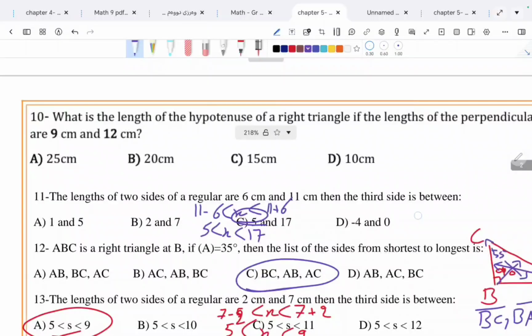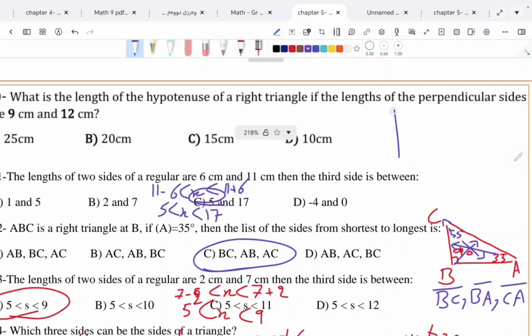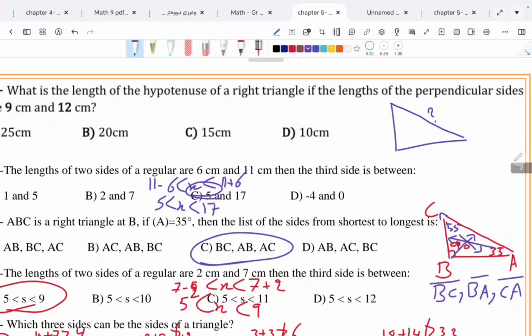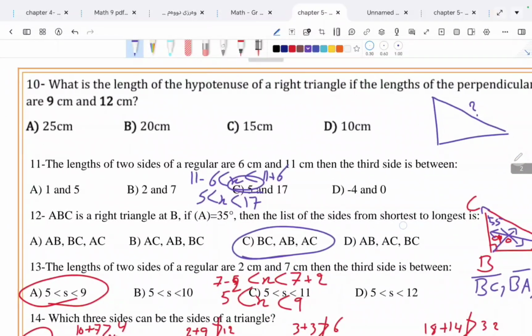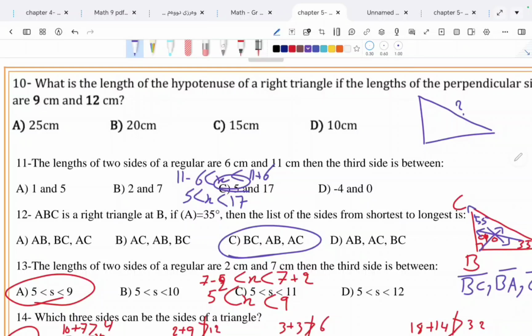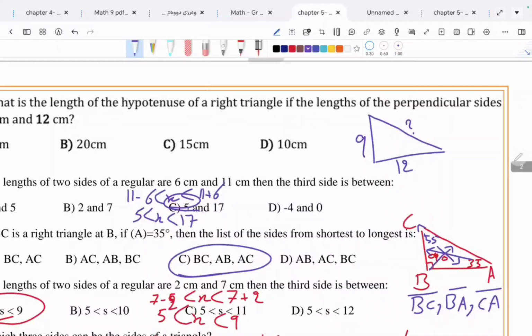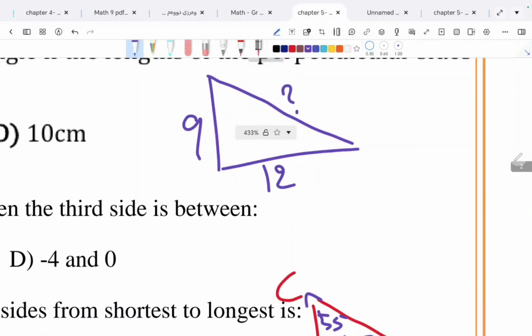What's the length of the hypotenuse of a right triangle? So again, you have a right triangle. They ask for this one, the longest side in a triangle. As I told you, it's the hypotenuse. So the lengths of the perpendicular sides are 9 and 12. This one is 9, they are perpendicular to each other. This one is 12. You have to use the Pythagorean theorem. Let's solve it. This one is C, this one is A, this one is B.